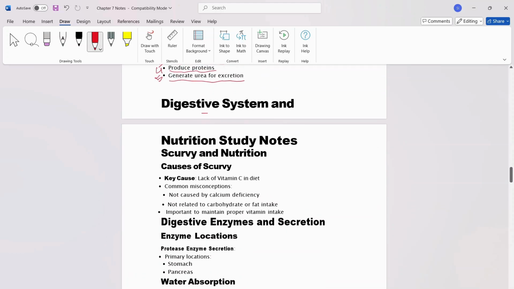Now let's talk about digestive system and nutrition. Here we will talk about scurvy and nutrition. So causes of scurvy: the key cause is lack of vitamin C in the diet. Common misconceptions are that it is not caused by calcium deficiency, and not related to carbohydrate or fat intake. It is important to maintain proper vitamin intake.